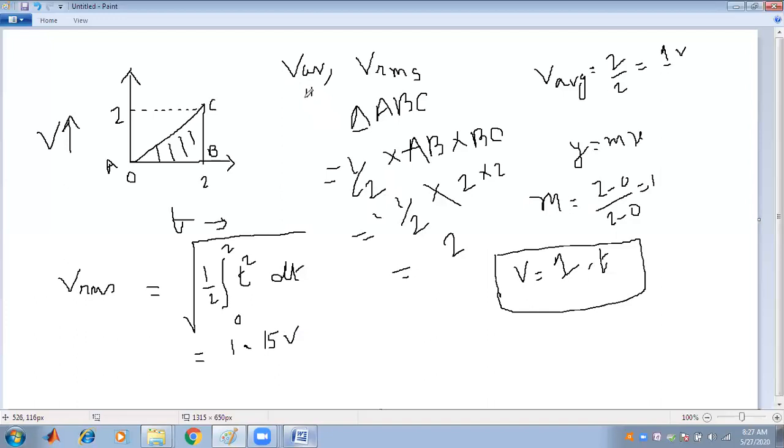The average value that we are getting is 1 volt, and the RMS value that we are getting is 1.15 volt. How is it done? Because we are putting the equation V equal to t. First is the square, t square, then the integration, which means area under the graph. We can do it in the case of average value calculation too. So t square dt from 0 to 2 is the range of voltage, followed by the time range, 1 by 2, that is the mean, and followed by the root. So this is how you can easily calculate the RMS value and the average value of a graph.